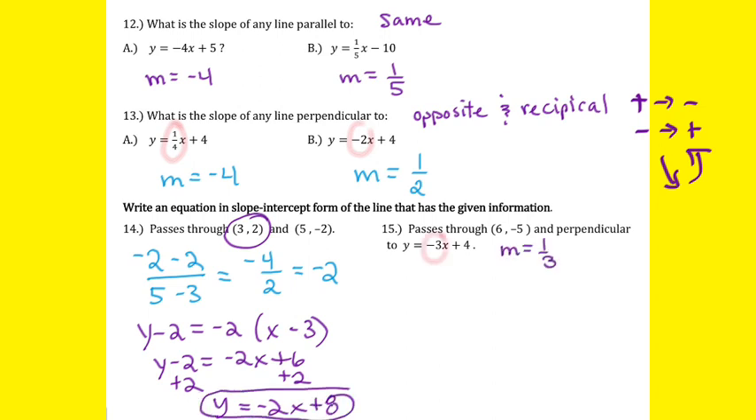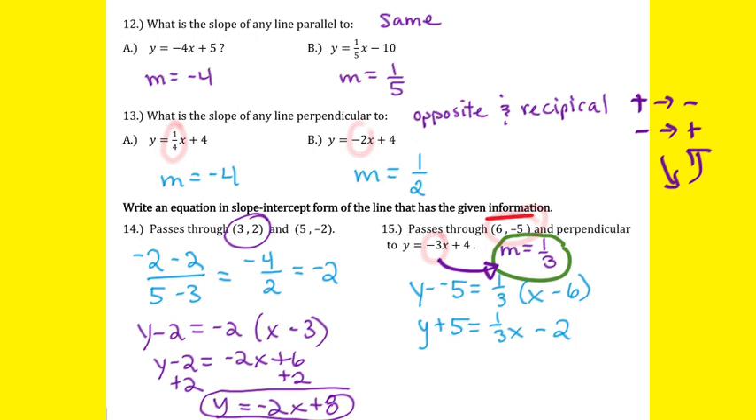On 15, it says it goes through this specific point, but it needs to be perpendicular to the given line. So we take the slope of the given line, -3, and we make it the opposite reciprocal, which would be 1/3. And now we have a point and a slope, so we use our point-slope form. We plug in our values, and we isolate y, getting the equation of the line that is perpendicular to that other line.